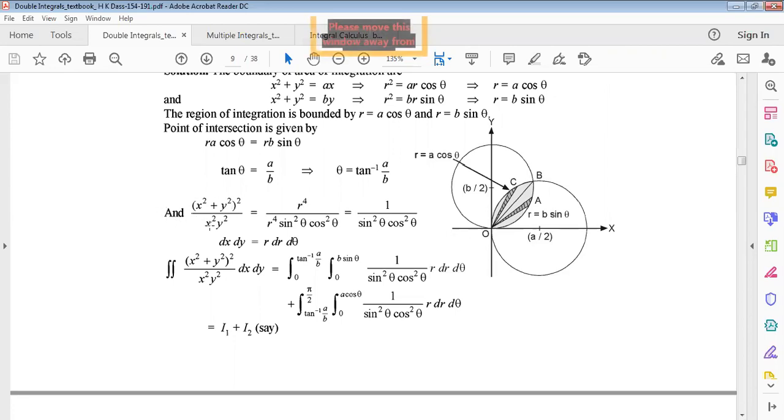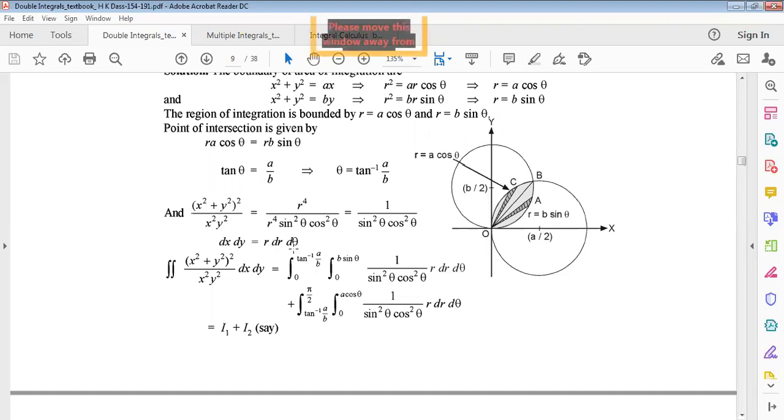Now, from the given function of integration, this is a double integral of two variables. If you put x equals r cos theta, y equals r sin theta, then x square plus y square, whole square, equals r to the power 4. X square means r cos theta whole square, and y square means r sin theta whole square. Just putting the values in polar form, we get this. R to the power 4 cancels, and we get 1 by sin square theta cos square theta.